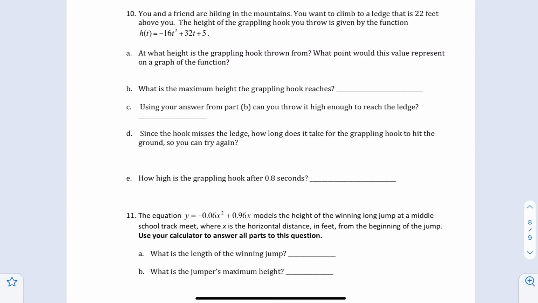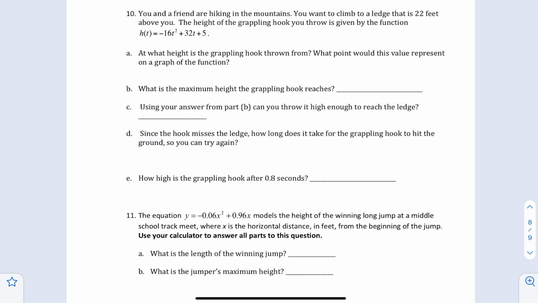So a friend and I are hiking in the mountains, and we want to climb a ledge that's 22 feet above me. Now the height of the grappling hook that I throw to try and climb up that ledge is given by the function h of t is equal to negative 16t squared plus 32t plus 5. Because, just like throwing a ball, I'm going to throw it up, and it's going to fall down.